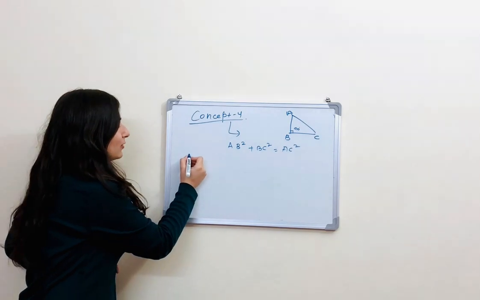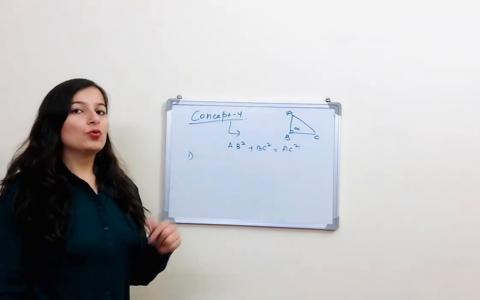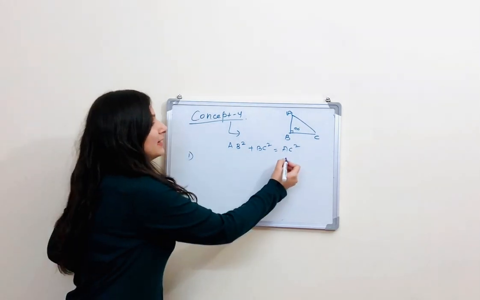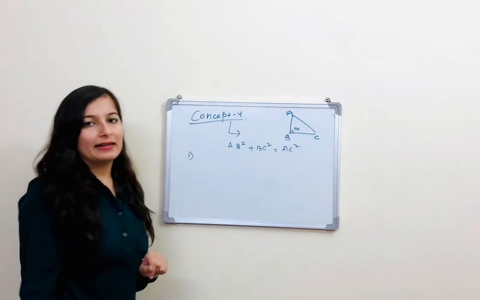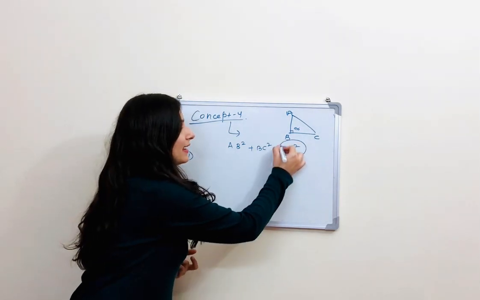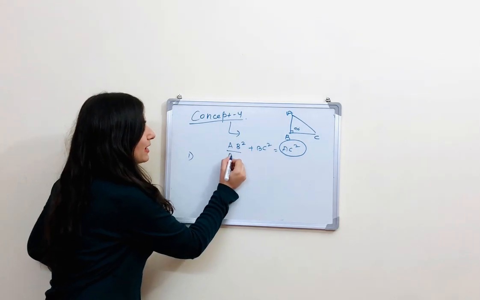Here, let's calculate the first thing to do in this concept 4. Let's divide everything by the right hand side. Right hand side is AC square. Divide everything by AC square.